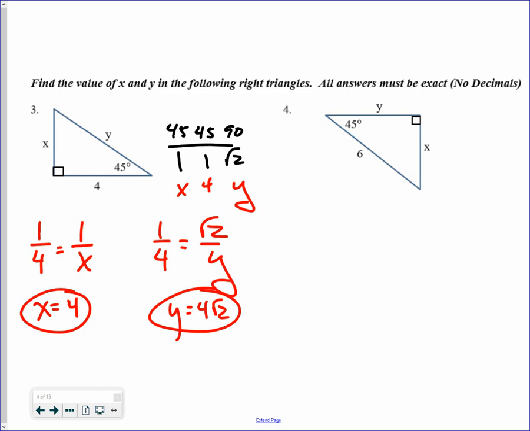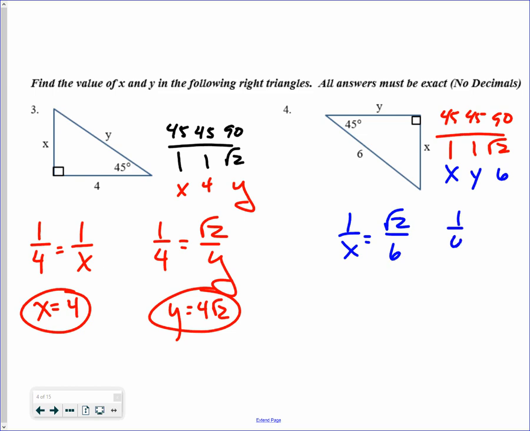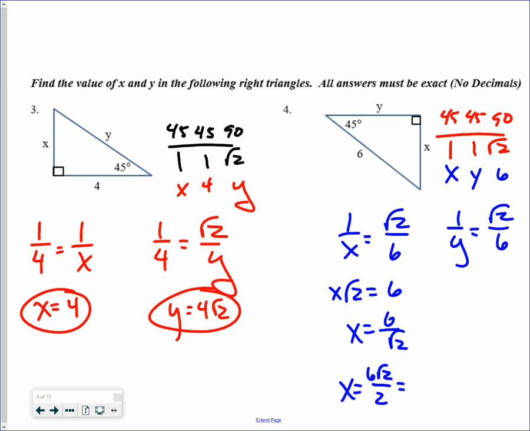Cross multiply. Again, another 45, 45, 90 triangle. As soon as I see a 45, 45, 90, I write 1, 1, square root of 2. In this particular picture, opposite of 45 is an x. Opposite the other 45 is a y. And the hypotenuse is a 6. So again, setting up a proportion. And this will actually be the same answer for both of these proportions. I'm going to cross multiply. X times the square root of 2 equals 6. Now, again, you have to simplify. Multiply both the top and the bottom by the square root of 2 and reduce. So 3 square roots of 2 will be the answer for both x and y.